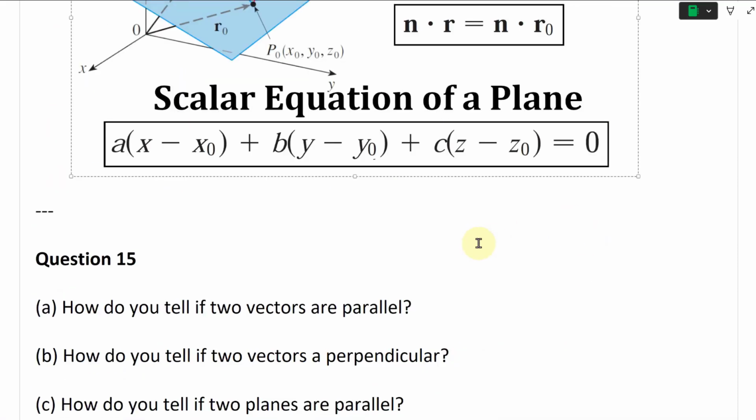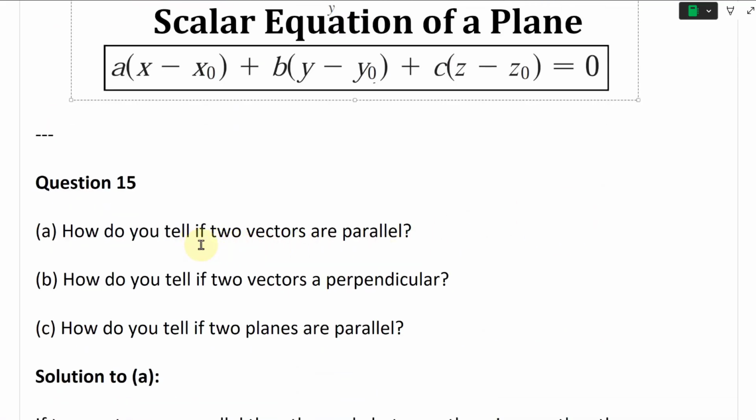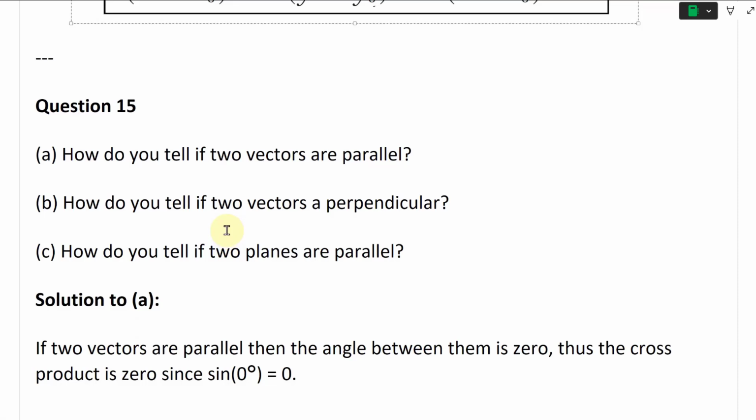Question 15 states: A, how do you tell if two vectors are parallel? B, how do you tell if two vectors are perpendicular? And C says, how do you tell if two planes are parallel?